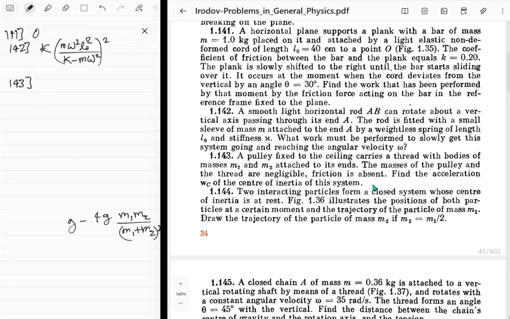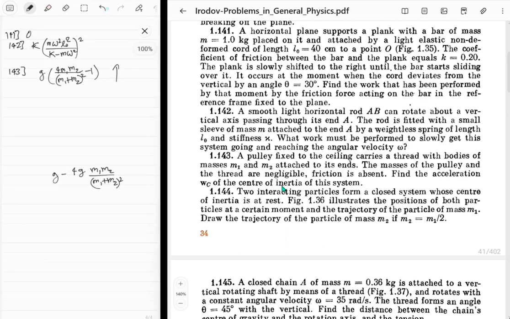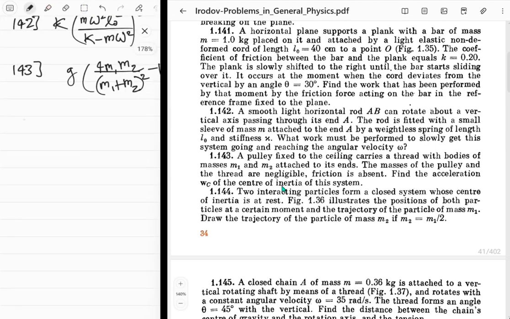Okay, 143. What did we have to find? The acceleration of the center of inertia of the system. Fine, it's going to be this much downwards. So, or let's just go with g times of 4 m1 m2 upon m1 plus m2 squared minus 1, this much upwards, right? So this times j hat. Okay, cool. Let's go to 144.